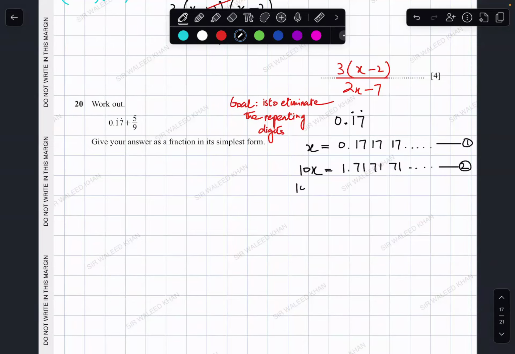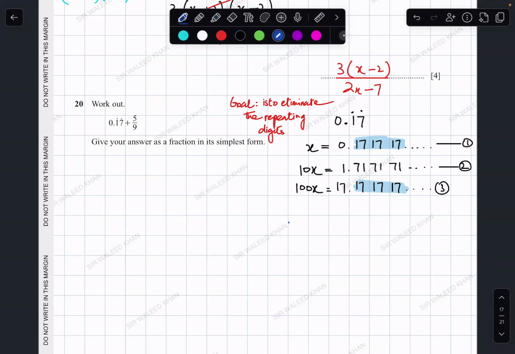So let's multiply x with 100. This will be 17.1717. This is the third one. Now, if I look at the two equations, the third one and the first one, they are perfectly aligning after the decimal, the recurring digits. So I can subtract them.